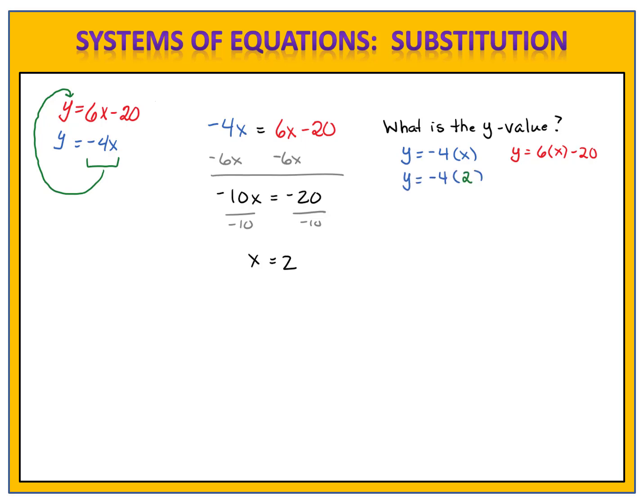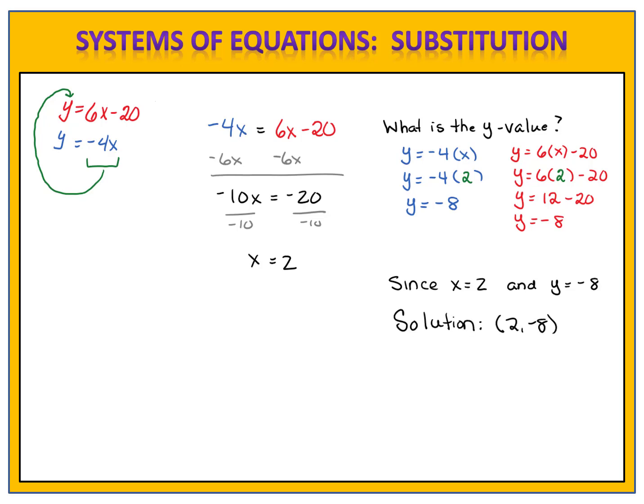If we use the blue equation and we substitute 2 in for x, we see that y is negative 8. If we use the red equation and we substitute 2 in place of x, and we do a little bit of work, we again see that y equals negative 8. So x equals 2 and y equals negative 8. That means that the solution is the point 2, negative 8. Remember, these are the values for x and y that will make both equations true at the same time.